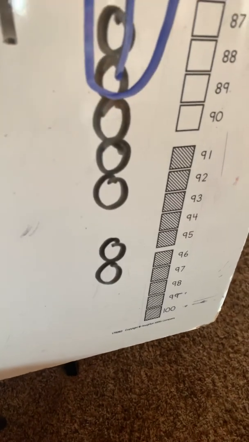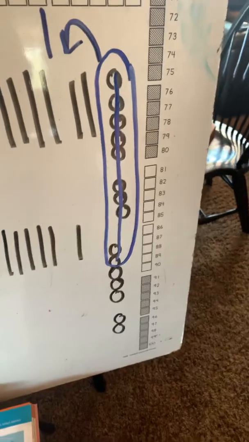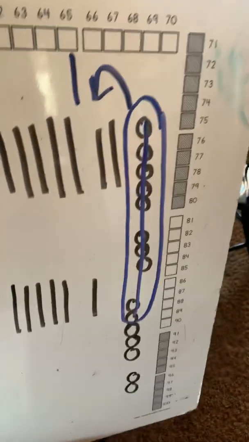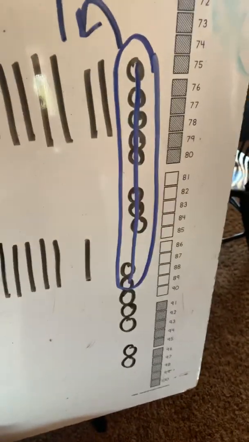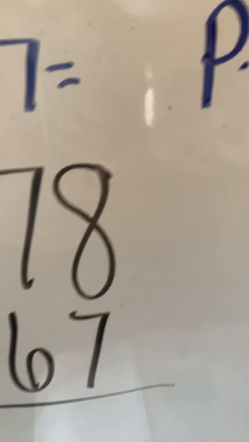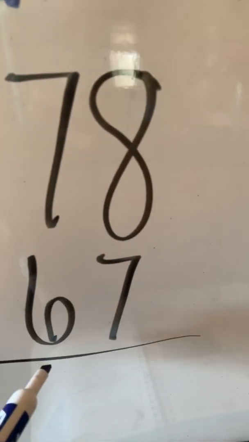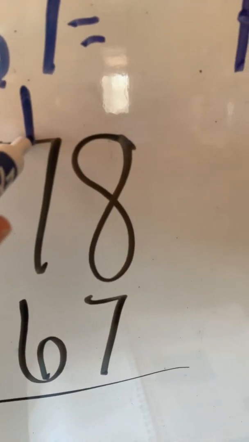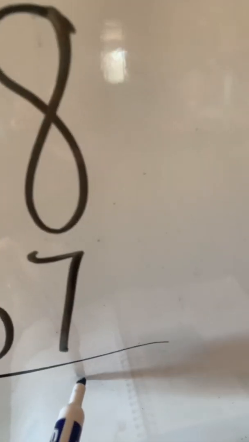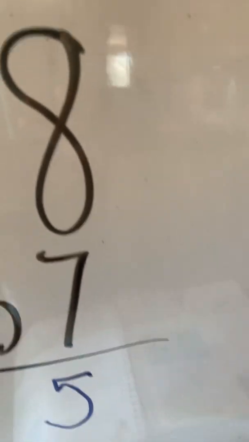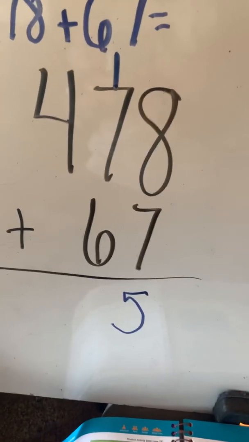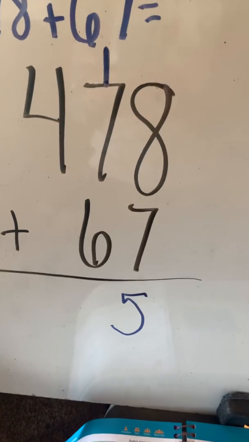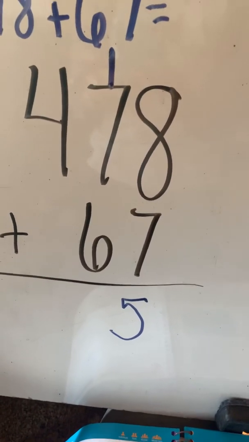How many ones do we have? 5. And that's because 7 plus 8 equals 15. 1 10, 5 ones. Now you can draw that by doing new groups below or new groups above. So I'm going to put new groups above. 1 10 and then 5 ones. The next thing you do is go next door to the tens and add those. 1 plus 7 plus 6.